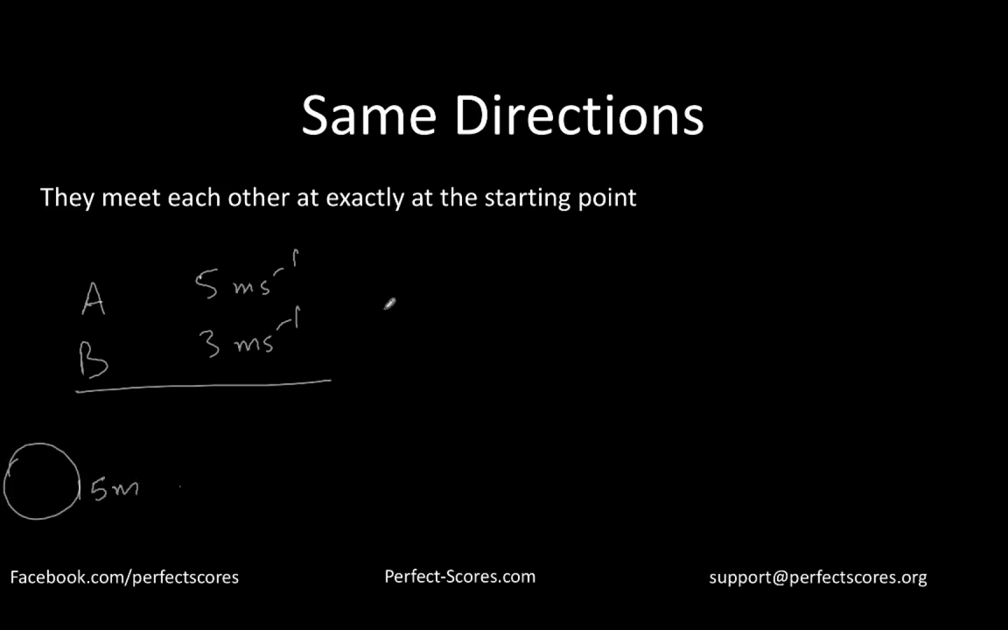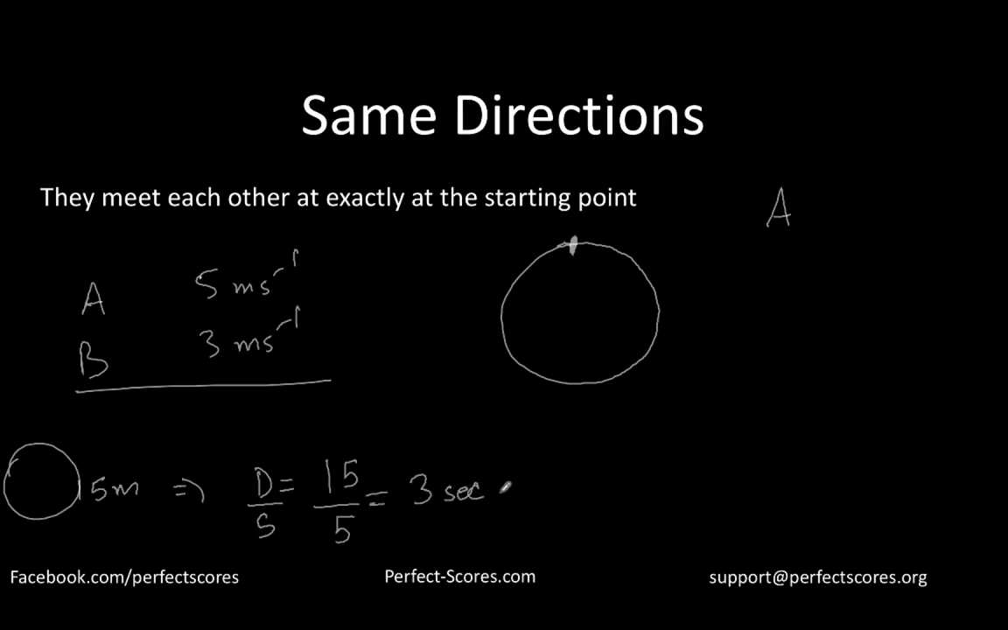Now, if the total track is of 15 meters, A is going to be at the starting point after how many seconds? Well, he's going to cover a distance of 15 and he's going at a speed of 5 meters per second. That means he's going to be here every 3 seconds, isn't it? So he'll be here 3 seconds later, 6 seconds later, 9 seconds later, 12 seconds later, and so on.